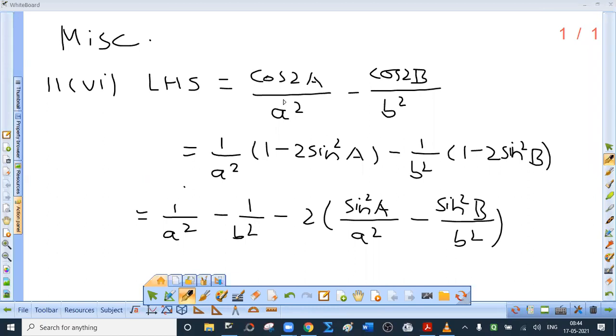What is cos 2 theta? Cos 2 theta is 1 minus 2 sine square theta. Use that. Now open the bracket. I have omitted one step. So this is 1 upon A square minus 1 upon A square, 2 sine square A, minus 1 upon B square plus, in fact, 2 upon, not 1 upon, 2 upon B square sine square B.